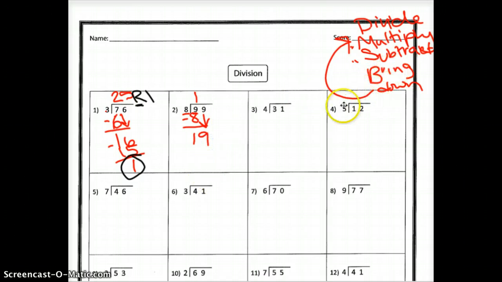As soon as I bring down, I go all the way back to the top and I divide again. 19 divided by 8. Or how many times does 8 go into 19? 8 times 2 is 16. Subtract 19 minus 16 is 3. Okay, so I just subtracted. My next step is to bring down. There are no numbers to bring down, so that means this is my remainder. So I have 12, remainder 3.